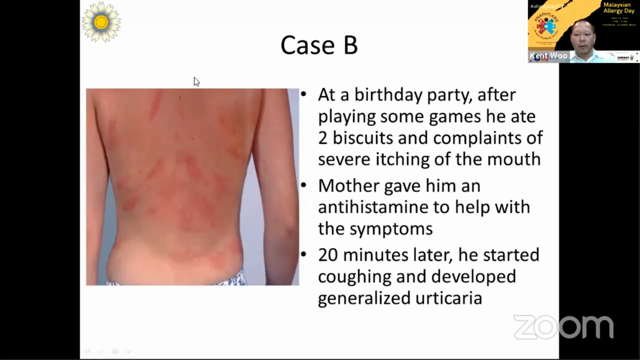So back to this boy, he was at a birthday party and he ate some biscuits. He didn't know it contained peanut and he complained of itching at the mouth. He then told his mom, who gave him some antihistamines. But 20 minutes later, despite taking the antihistamines, he broke out in a rash. And this is what we call urticaria. And on top of it, he started coughing.